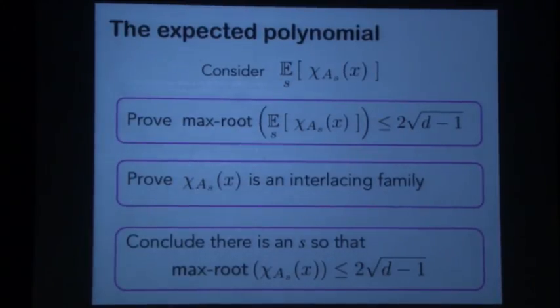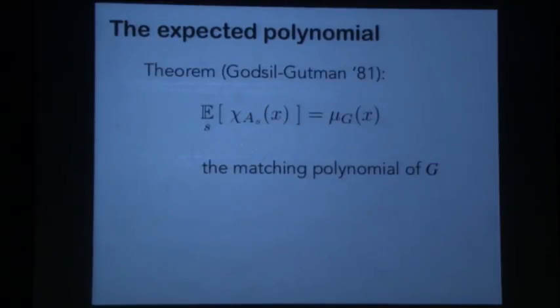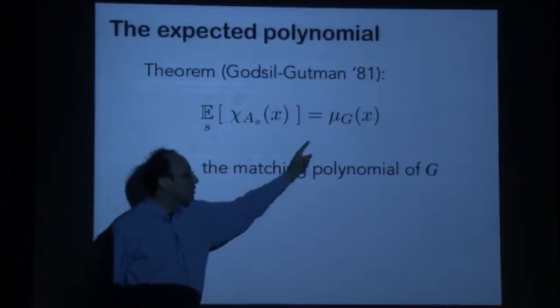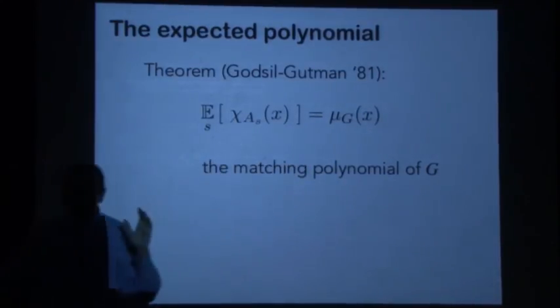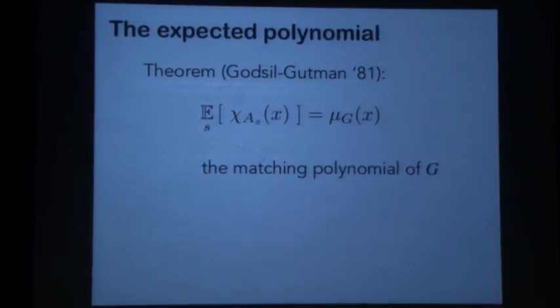Okay, so how do I get this bound on the maximum root? It turns out I get it for free. Let me explain how. There's a theorem of Godsil and Gutman, which says that if I take an adjacency matrix and randomly sign the edges, the expected characteristic polynomial is the matching polynomial of the graph, where the matching polynomial is something else. I'll tell you about it in just a moment. But it is a known object. Okay, that makes our life much easier.